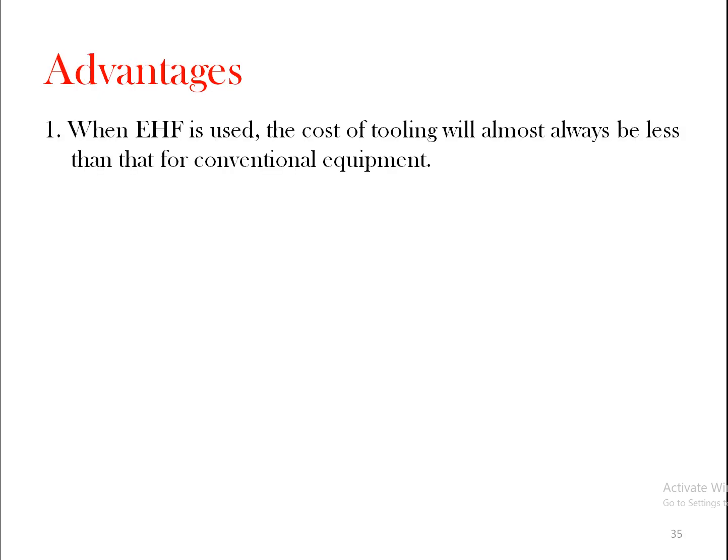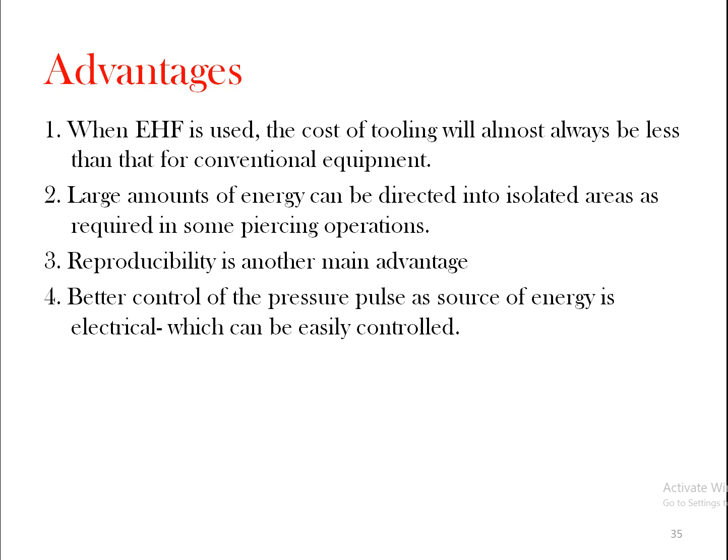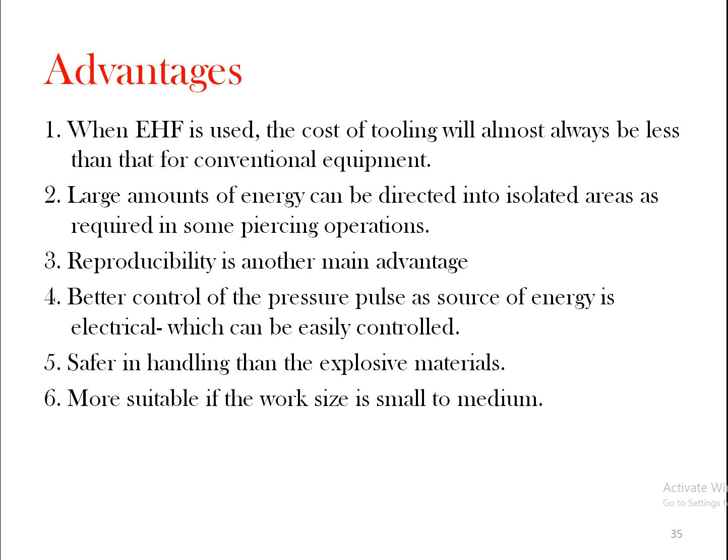Now the basic advantages of this one is that the cost of tooling will almost always be less than the conventional equipment, when compared with a conventional method. A large amount of energy can be directed into isolated areas as required in some piercing operations. Then there is better control of the pulse. Since we are using an electrical method, you will get better control. And the remaining basic advantage: it is safer in handling than the explosive materials, right?